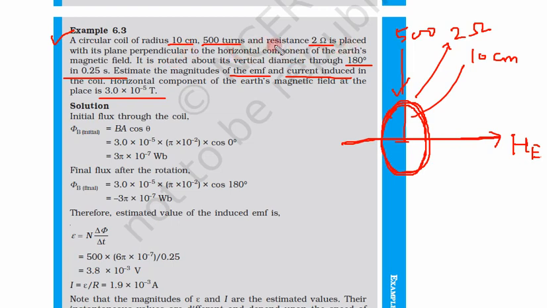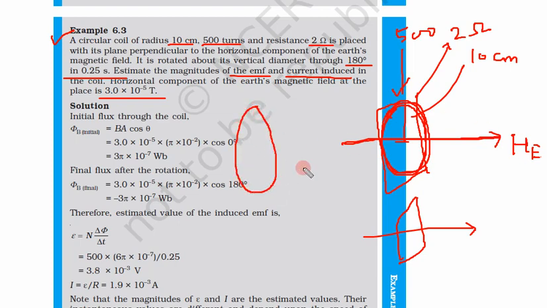So this coil is placed with plane perpendicular to horizontal component. So this is the horizontal component and what is the plane perpendicular? Plane perpendicular to this is this. So coil is in the perpendicular plane. Coil is already in perpendicular plane. So if coil is in this way and horizontal component in this way, so coil is perpendicular to this horizontal magnetic field. So this coil is in correct direction.